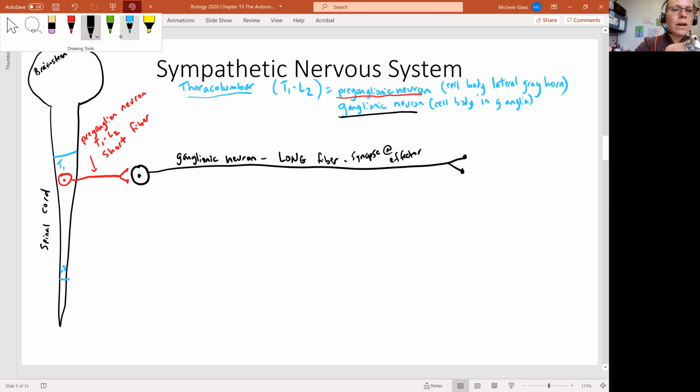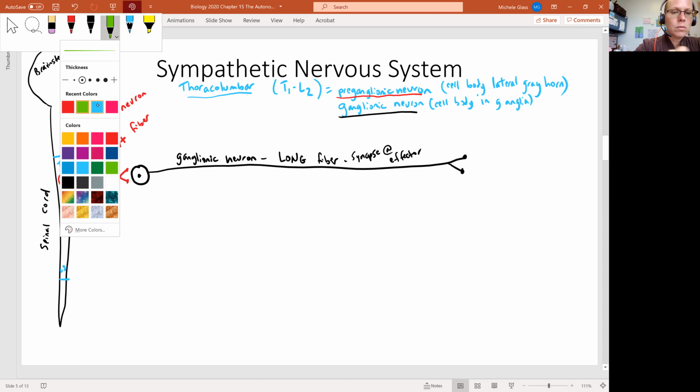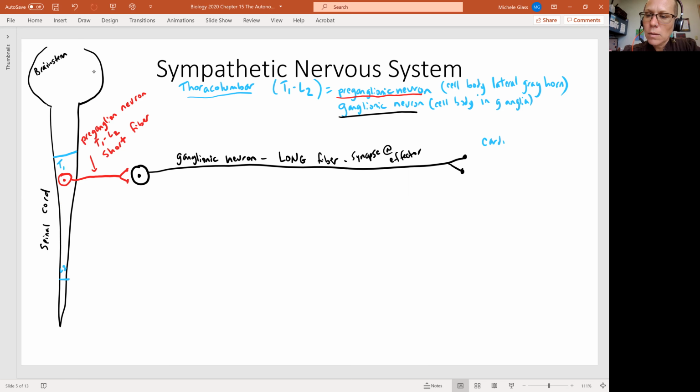And so my effectors are going to be, remember, cardiac muscle, smooth muscle, glands, and adipose tissue, right?